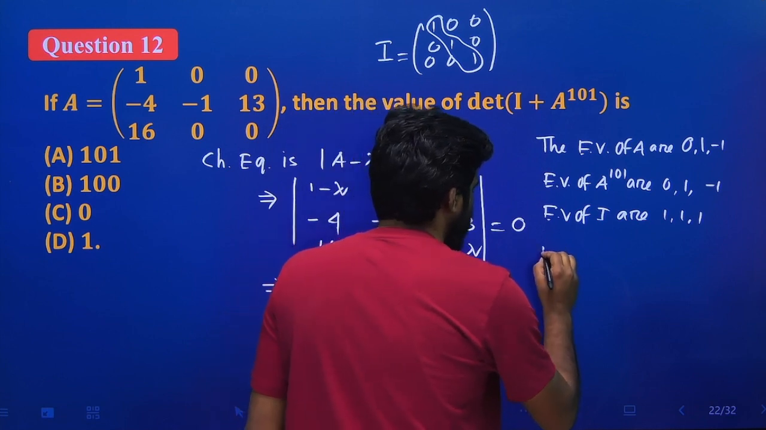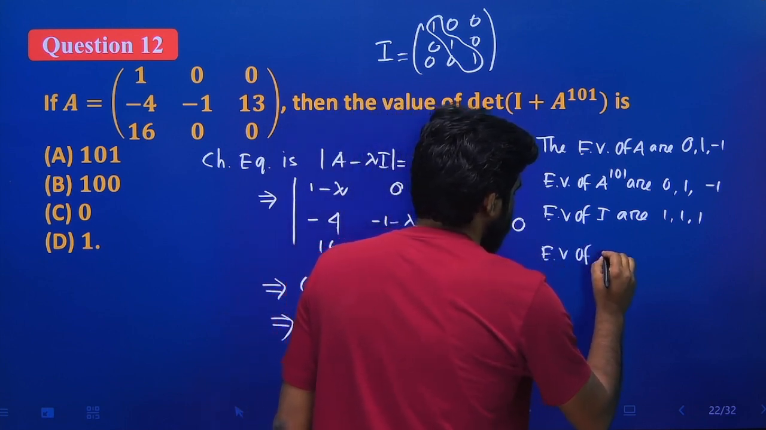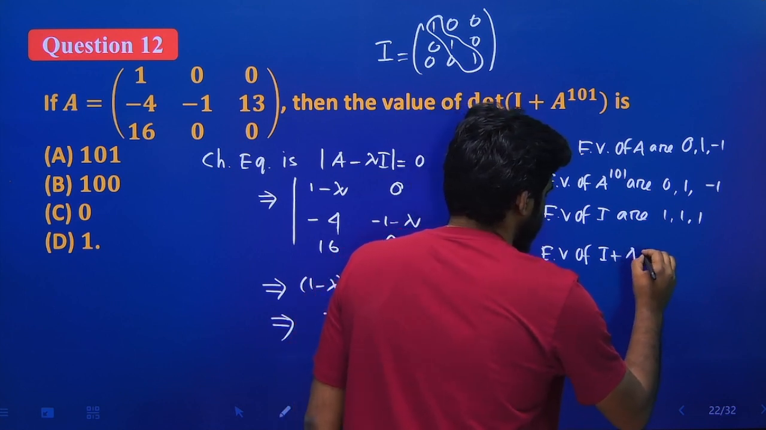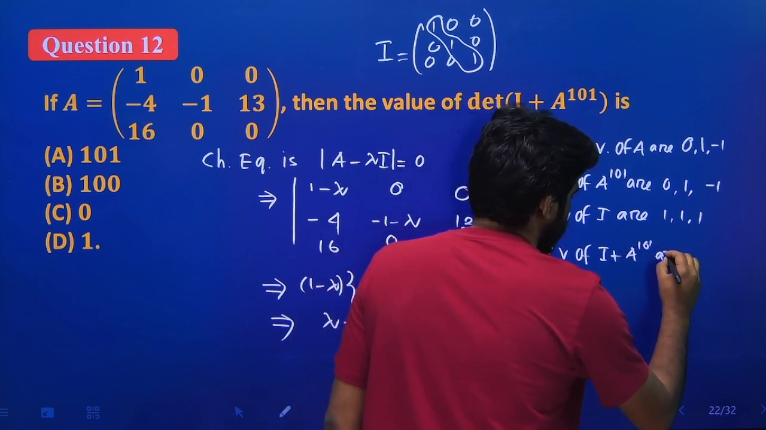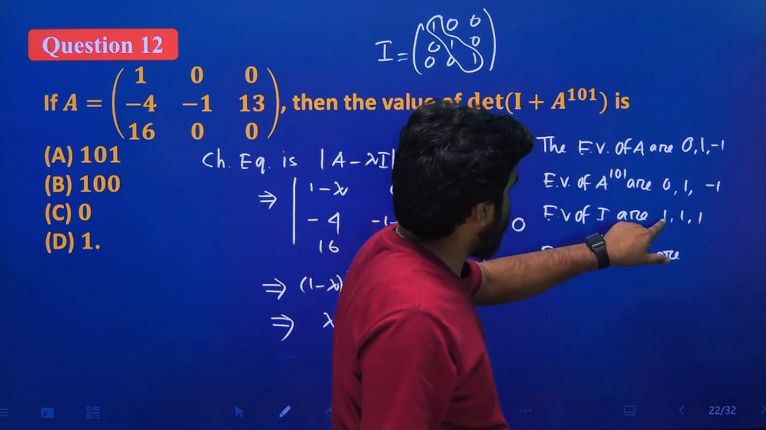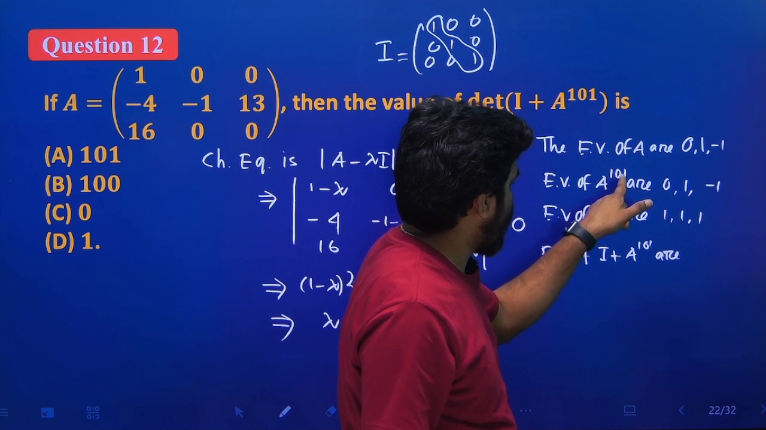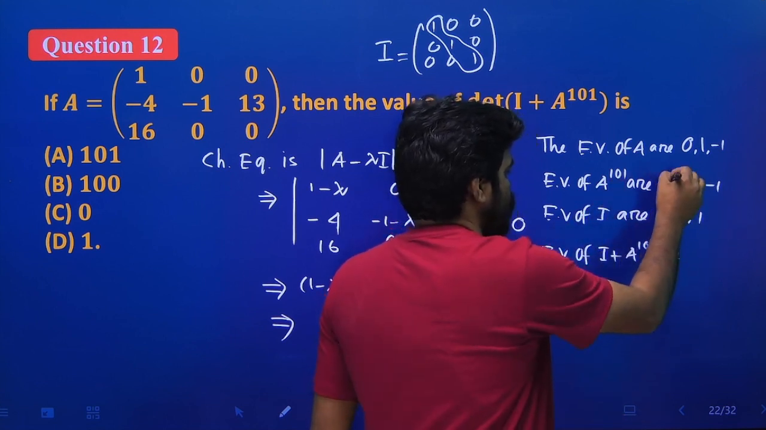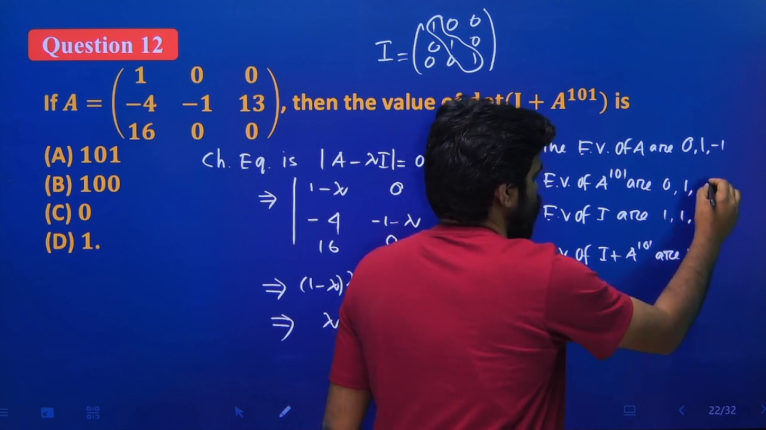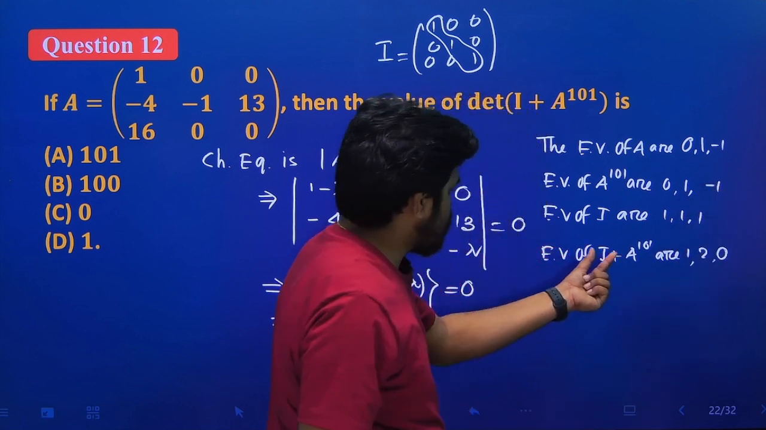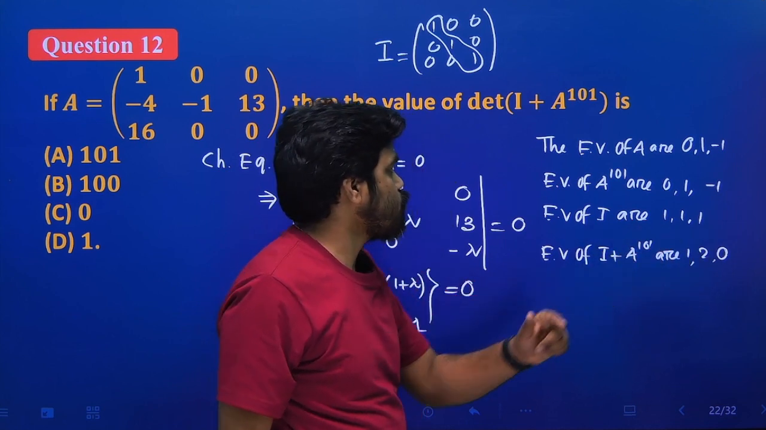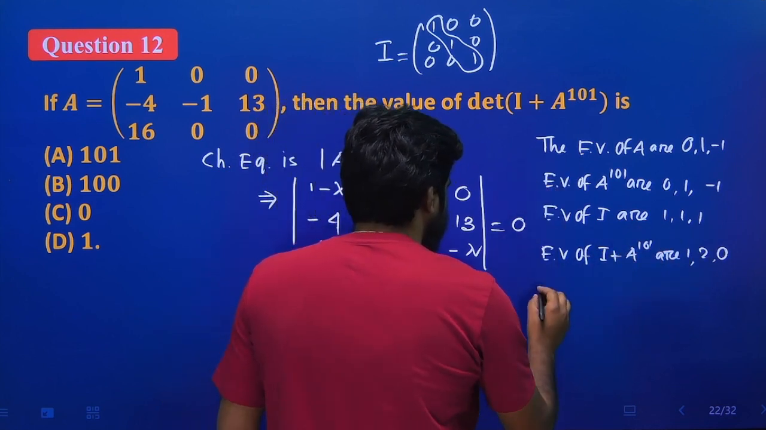So eigenvalues of I plus a to the power 101 are, see, I's eigenvalues are 1 1 1, and a to the power 101's eigenvalues are 0, 1, minus 1. Just add: 0 plus 1 is 1, 1 plus 1 is 2, 1 minus 1 is 0. That means the eigenvalues of I plus a to the power 101 are 1 2 0.